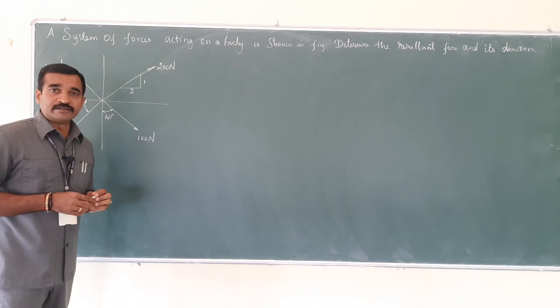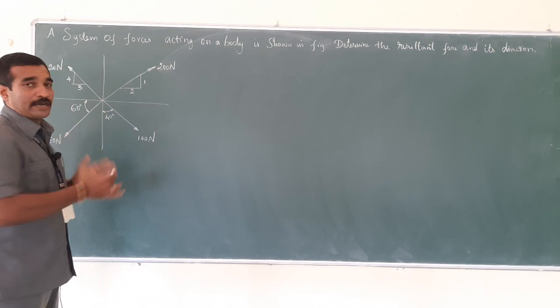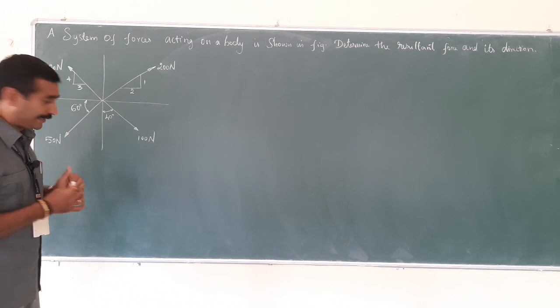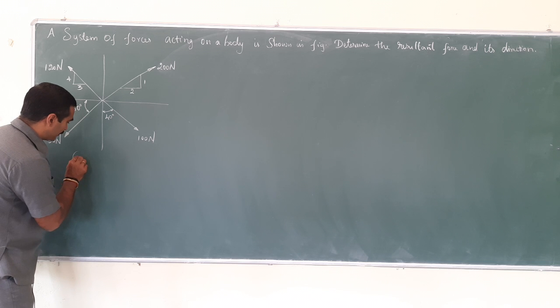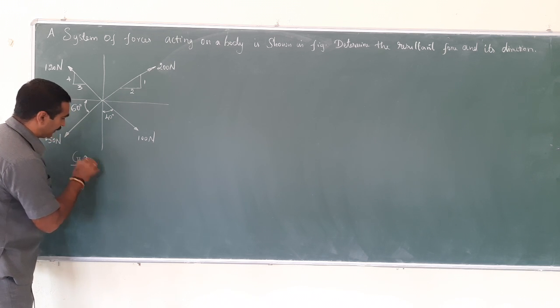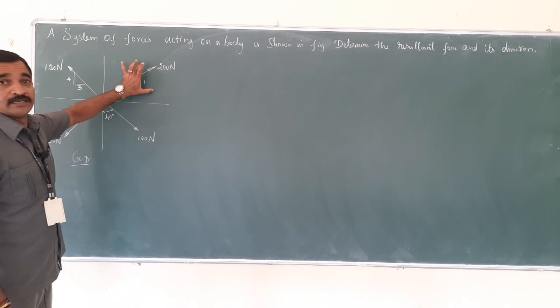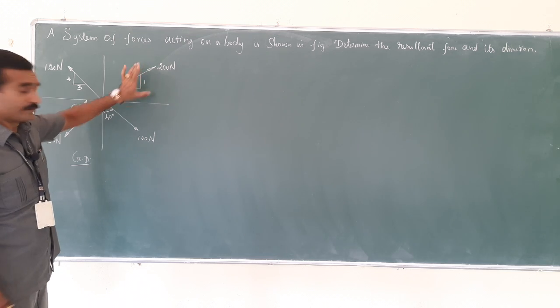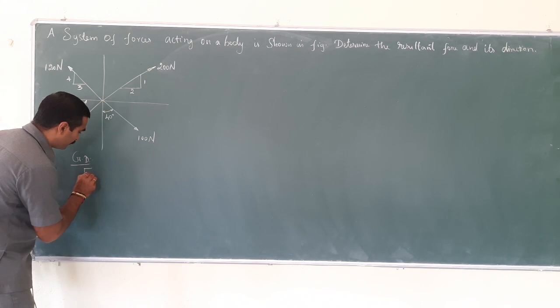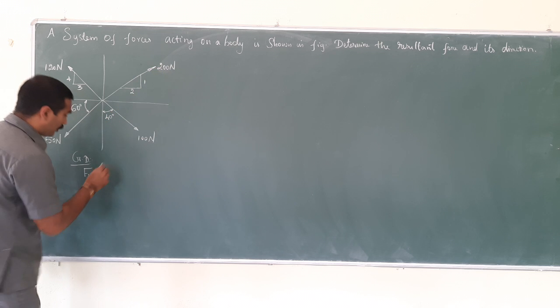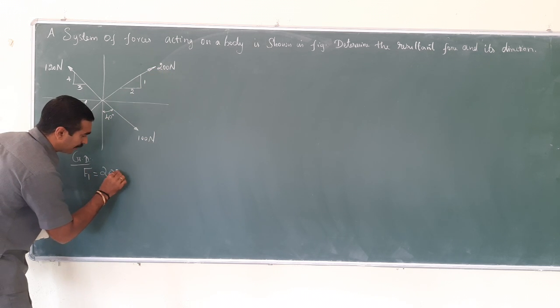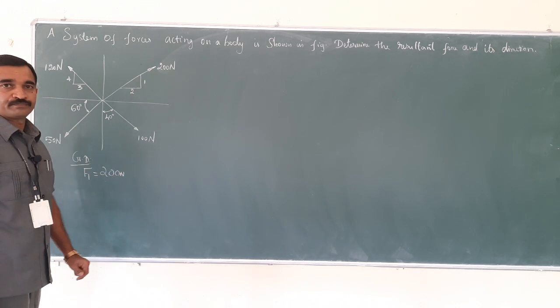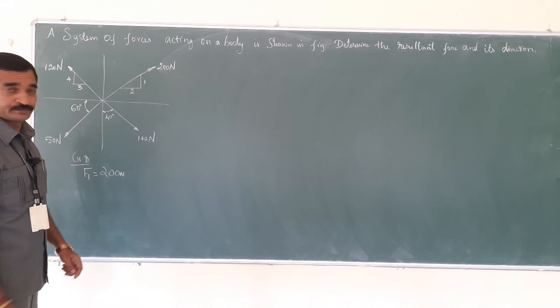So the diagram is given here. From this diagram I am going to extract the data, that is the given data. GD is nothing but given data. Let me take quadrant 1 as F1 and theta 1, right? So F1 equals 200 Newton. F1 is 200 Newton. What about theta?